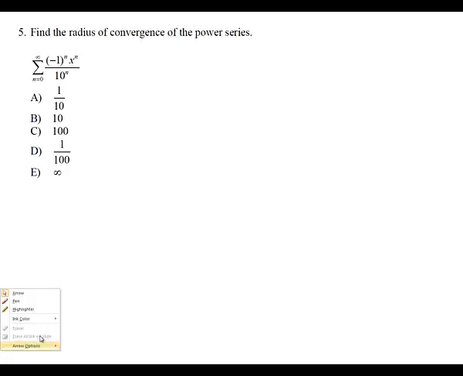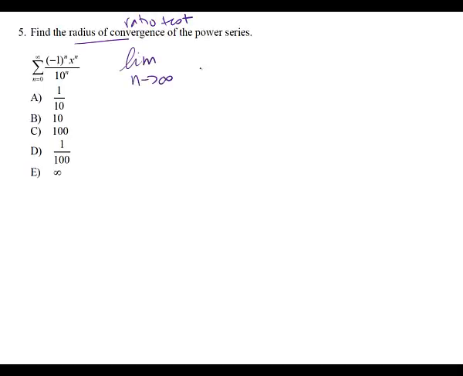All right. Anytime you see the words radius of convergence or interval of convergence, you need to do the ratio test. That's how we start those problems. You're going to do the ratio test and find the interval for the radius of convergence. So I'm going to do the ratio test, we do the limit as n approaches infinity.